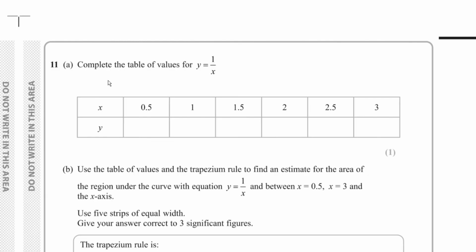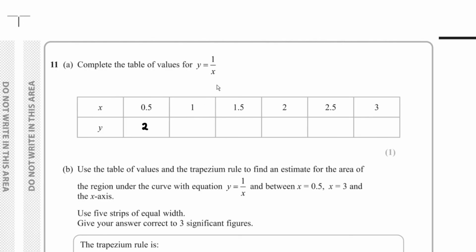Question number 11, part A. Complete the table of values for y equals 1 over x. So we've got various values of x and we need to find the corresponding y value. So to begin with, when x is 0.5, 1 over 0.5 is 2.